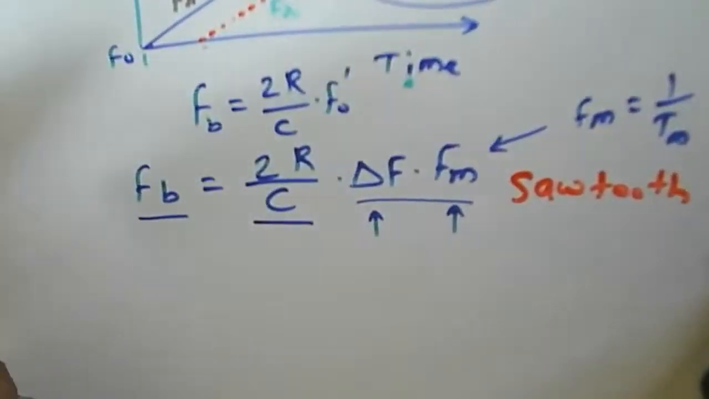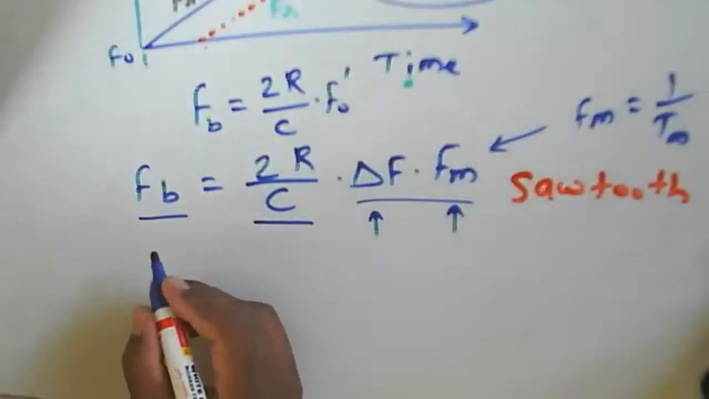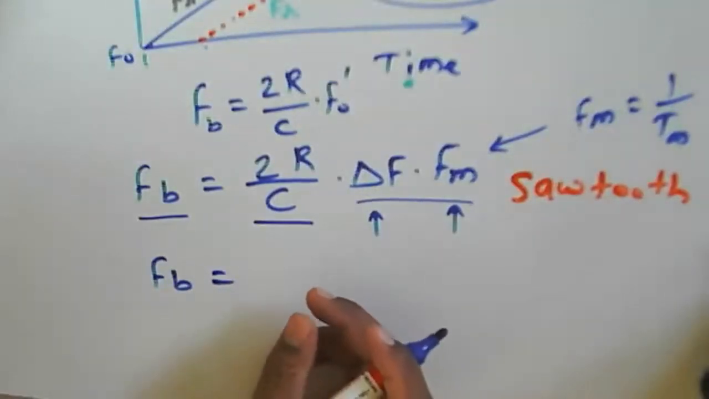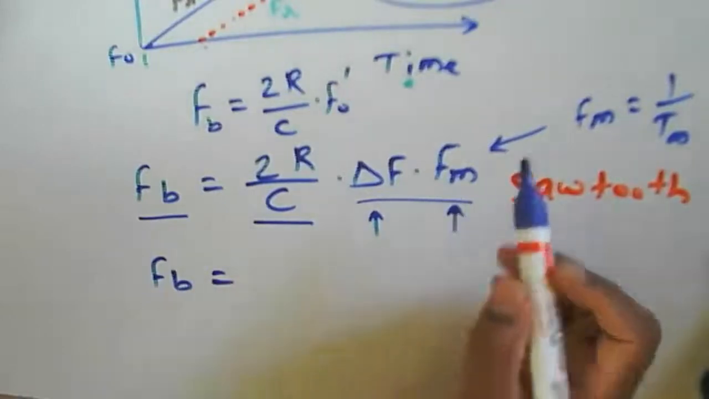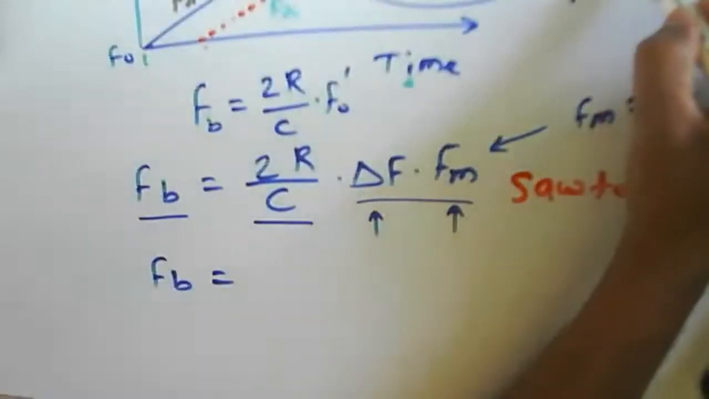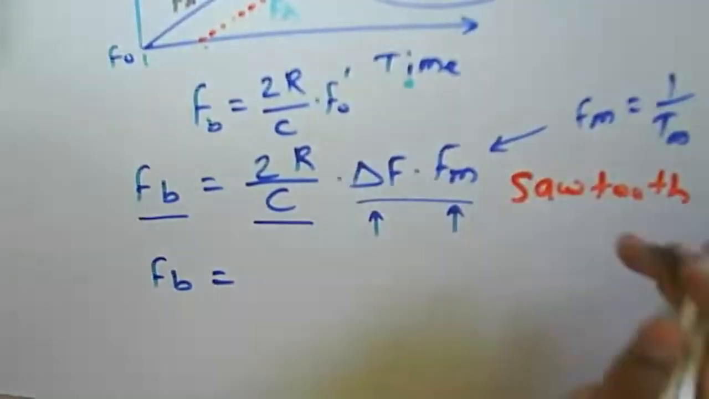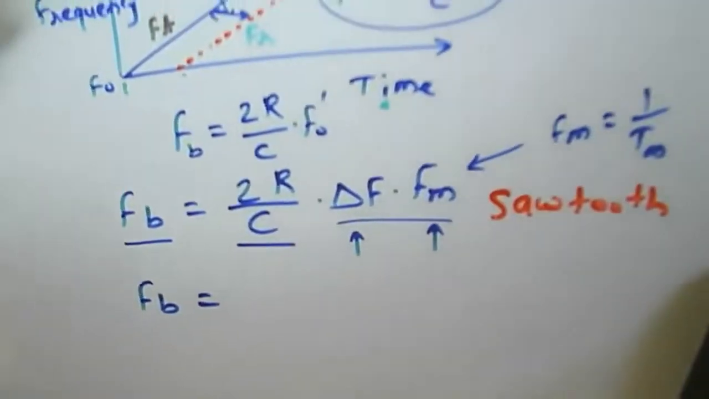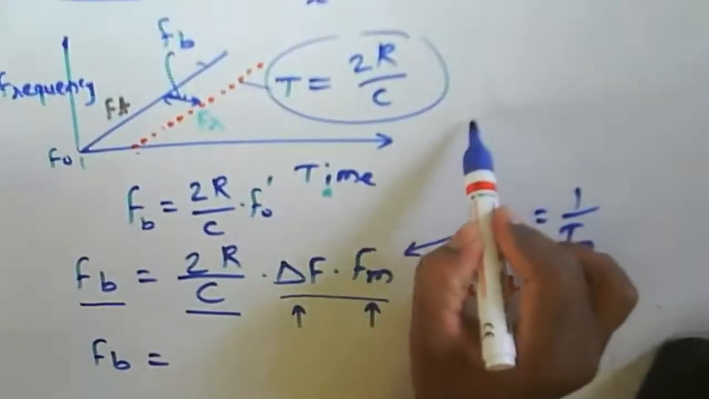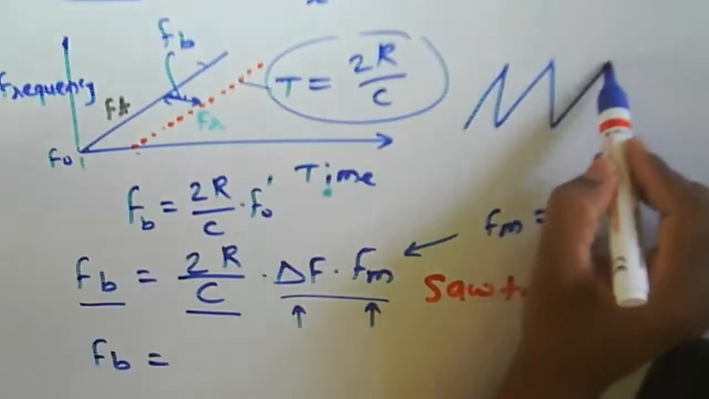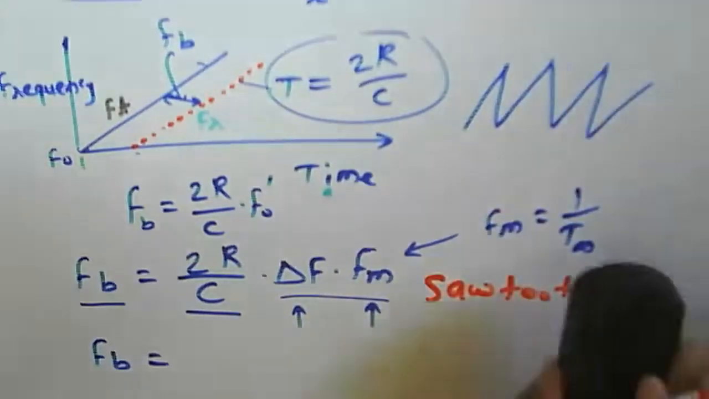And if the modulation type is a triangular one, so in that case there will be, sawtooth means what? Just to consider here, this one is the beat for the sawtooth.